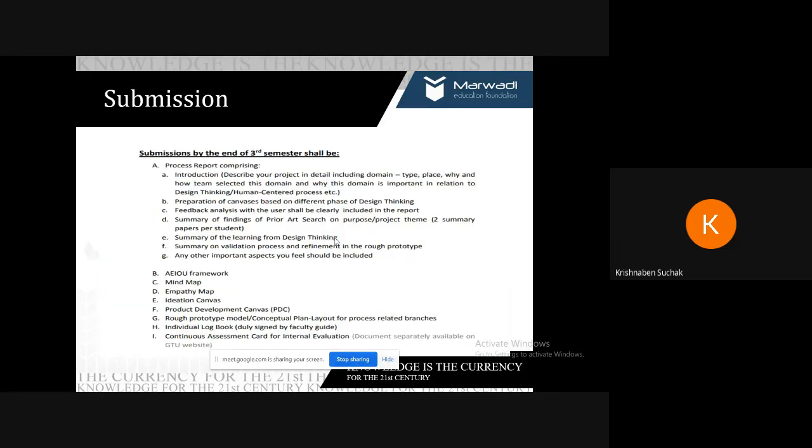At the end of submission in third semester, you would have one process report, your AIOU framework, mind map, empathy, ideation, and PDC, that is product development canvas, and a rough prototype. You can create the prototype in wireframe or any other tool, and we will discuss that also. This is just an overview of what you are going to do. Then there is an individual logbook.